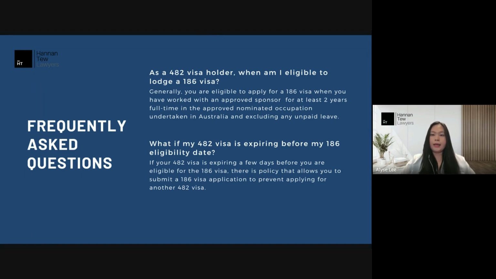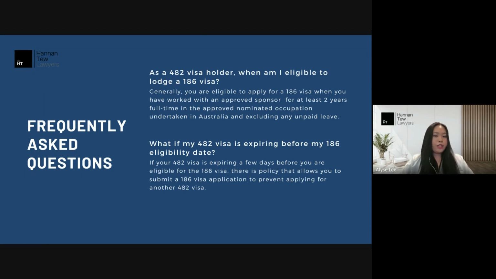There is now added flexibility to the eligibility date, so the individual does not need to be employed with the same employer or sponsor on the 482 visa for the whole 2-year period. Instead, they can count time with other sponsors on the 482 visa as long as there was an approved nomination with a sponsor, and in the same nominated occupation, minus any unpaid leave. So unpaid leave would push that eligibility date back. If they're eligible today, but they've taken 2 days of unpaid leave, then their eligibility date will be in 2 days.